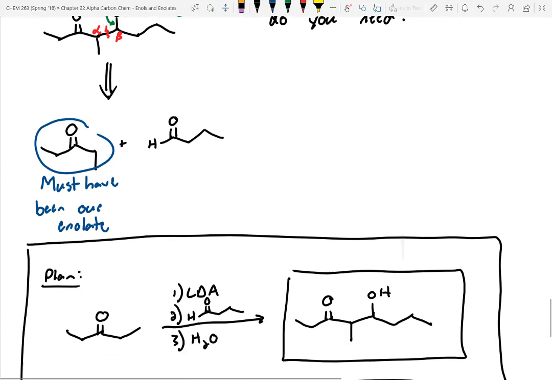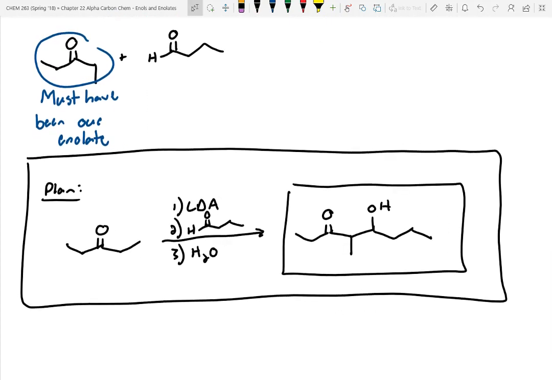So in step 1, in order to form an enolate from that, we added it to LDA. And then after we added it to LDA, we added that aldehyde to it. And then after that, we quenched with water to ensure that everything was neutral. So you can work through these a little slower by breaking it apart and then going from there.